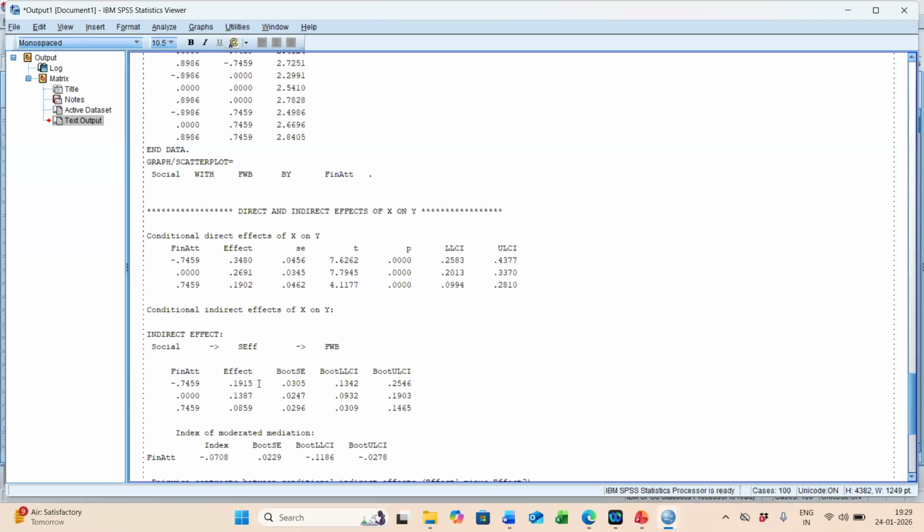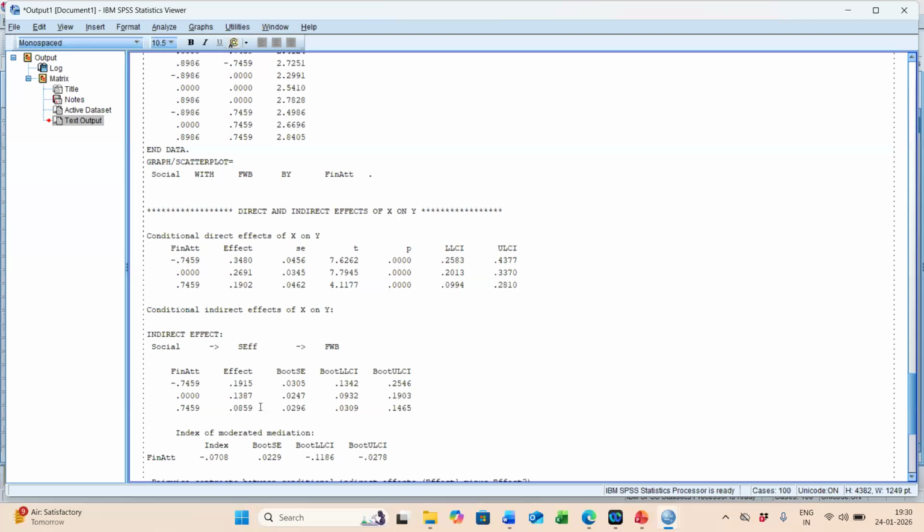Okay, the effect is only 0.1915, and when the level of attitude is taken equal to x bar, the effect becomes 0.1387. And again, when we are increasing the level of attitude, the effect is reducing. In all the three cases, at higher level of financial attitude, the direct effect and the indirect effect are going down.